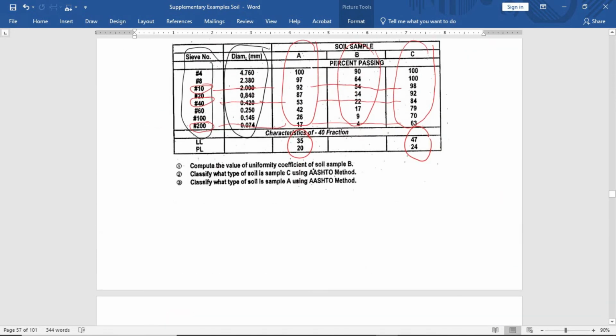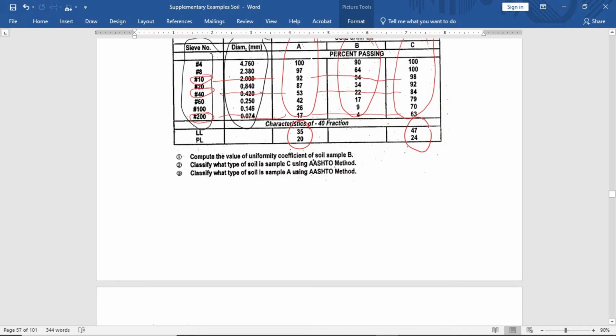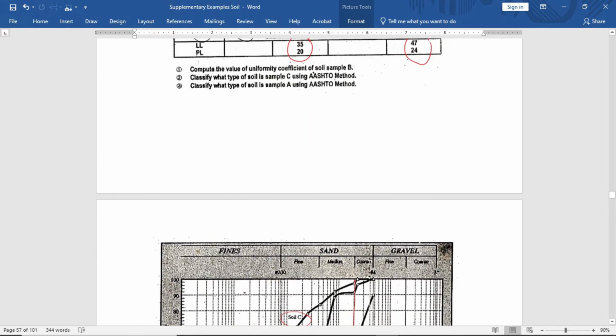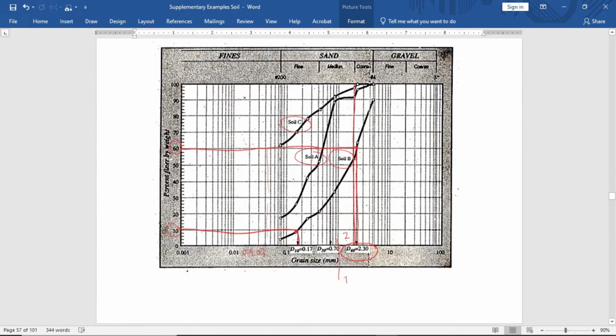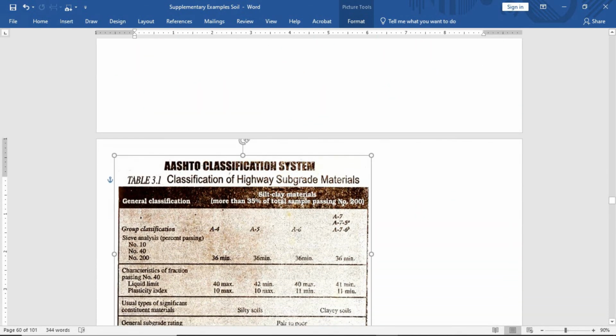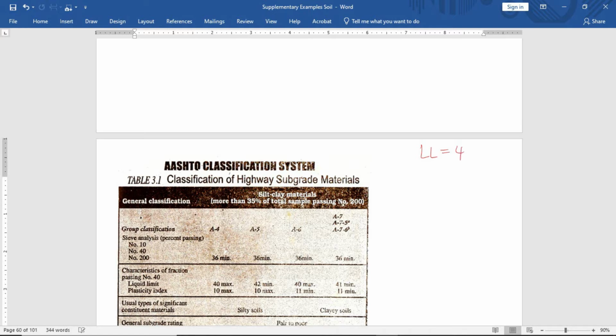Note lang, meron tayong LL tsaka PL. Given pala yung LL tsaka PL, hindi PI yung given. Ang LL natin is 47 and PL is 24. Since alam natin PI is equal to LL minus PL, 47 minus 24, PI natin is 23. Hindi pa ito yung gagamitin natin. Baka malito kaya.